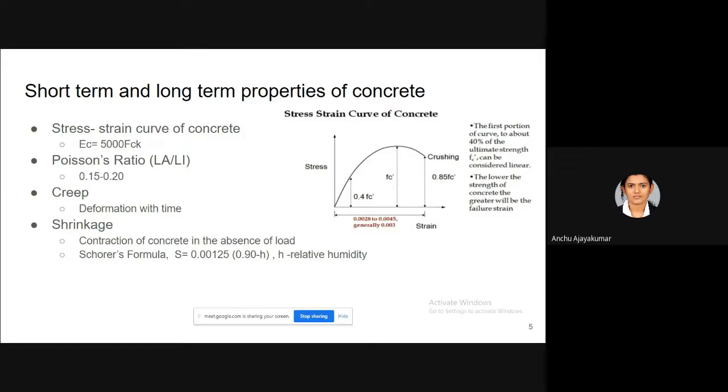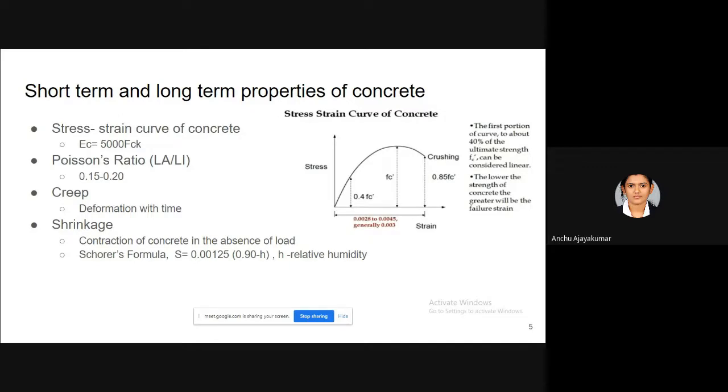And this 40% relationship is linear, meaning a linear relation between stress and strain. That means they are proportional as per Hooke's law. So this 40% is fine. After this 40%, the lower the strength of the concrete, the greater will be the failure strain. That is the relation that you have to identify from this graph.